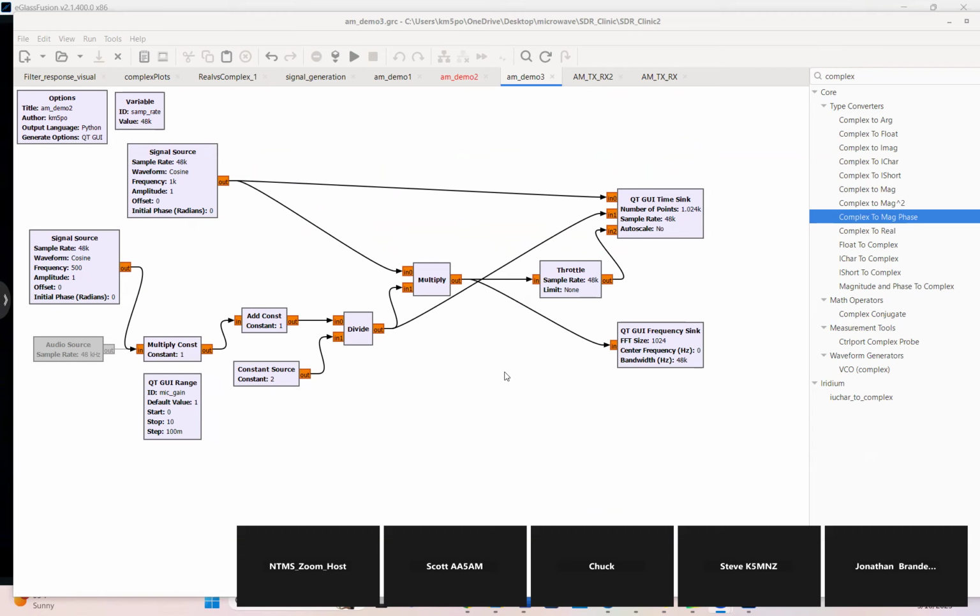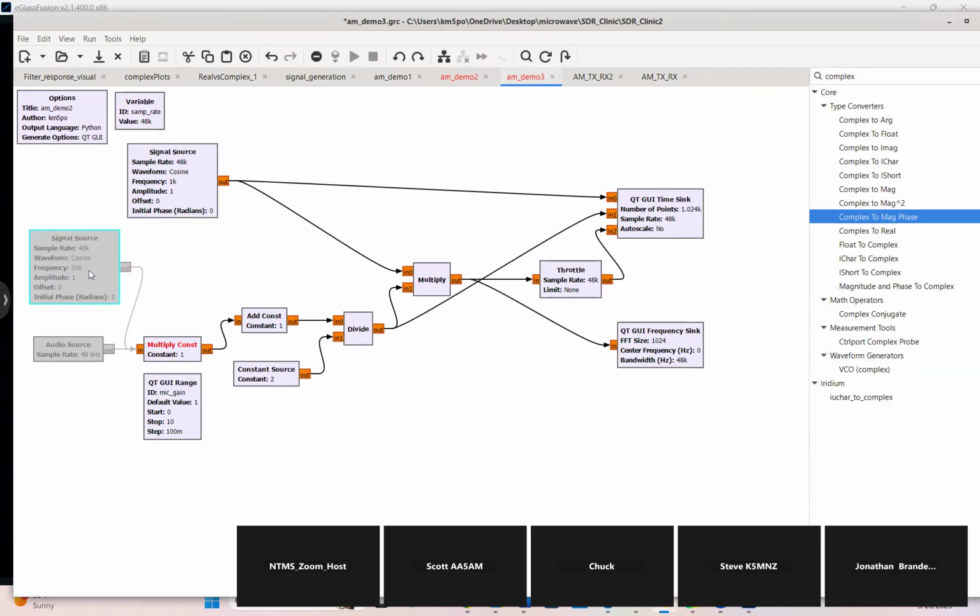Let's see if I've got anything else noted here. Next, I wanted to demonstrate the removal of the source and insertion of microphone. So we can do that a couple of different ways, but let's do it this way. Let's disable this, let's enable this.